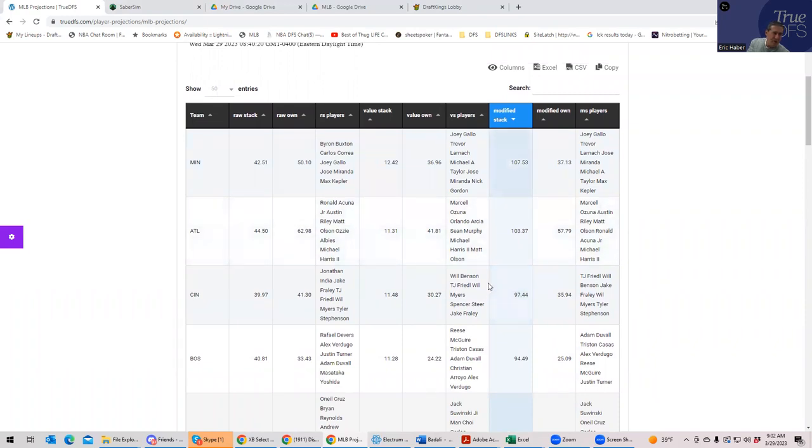Like this one, for example, we're going to sort by modified stack, and you'll see that Minnesota, even though they're the highest modified stack score, they're not even the highest owned. So this is the way you can visualize these tables and have it help you create baseball lineups.